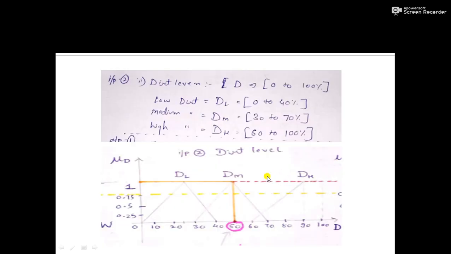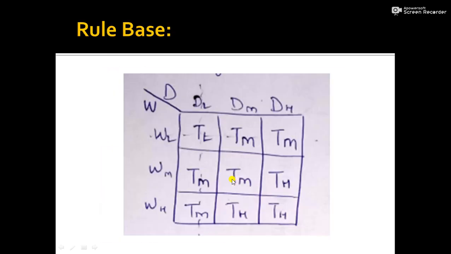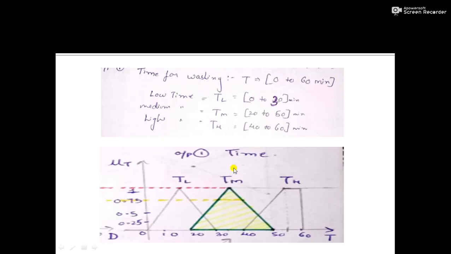Next, dirt level. How dirty have we considered? We are assuming that the dirt level is 50%. So 50% is also lying in the medium category. So the dirt level is medium. Again we come back to our rule base. From the figure we have seen that our weight is lying in the medium band and dirt is also lying in the medium band. So if weight is medium and dirt level is medium, then the time required will be medium.